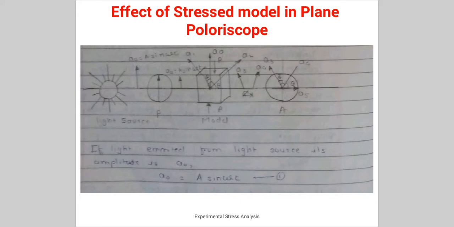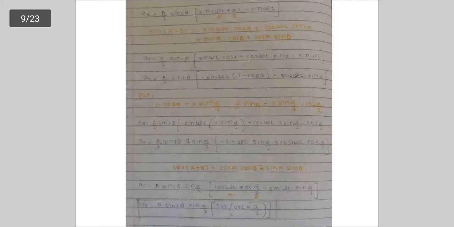We have resolved each amplitude towards the respective directions where we have to calculate, and by applying the trigonometric rules in the form of cos A plus B, cos A minus B, we have derived the expression for A5U. That A5U value represents the amplitude of the light vector when it is coming out from the analyzer. So this is the first derivation related to the effect of stressed model in the plane polariscope arrangement.